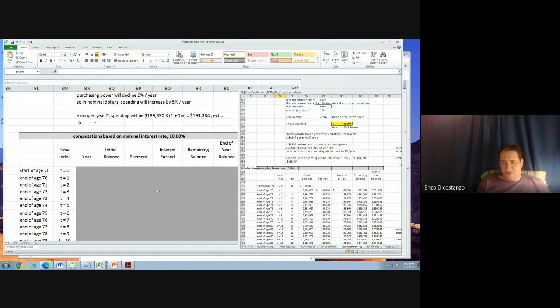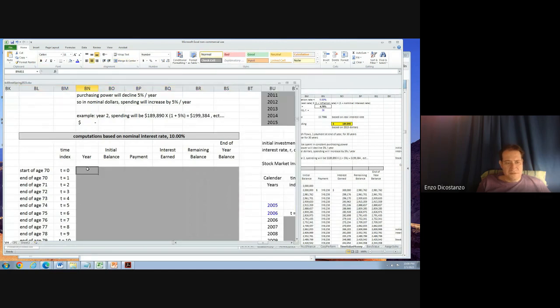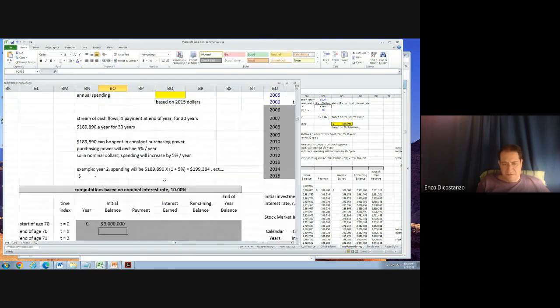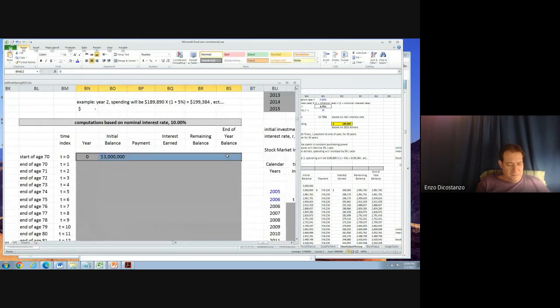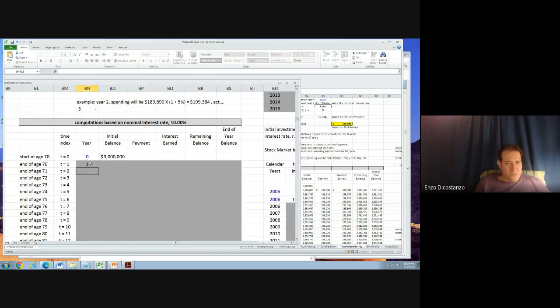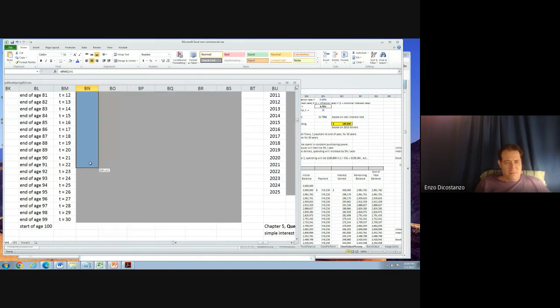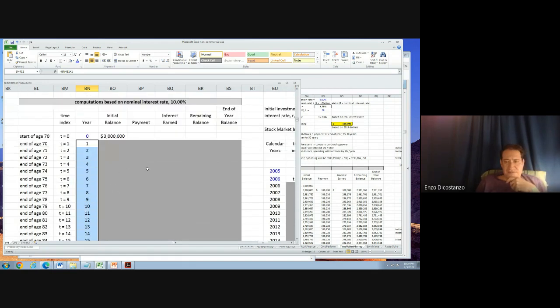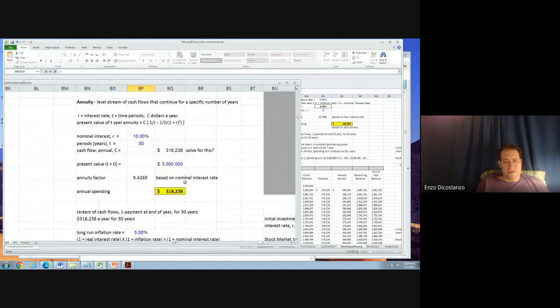Then here we can get down to this. The start of the years. So this was year 0, and your initial balance was 3 million. Let's add 1. We have 30 years of payments, spending at the end of the year. The payments we've computed, at a 10% nominal rate, are that 318.